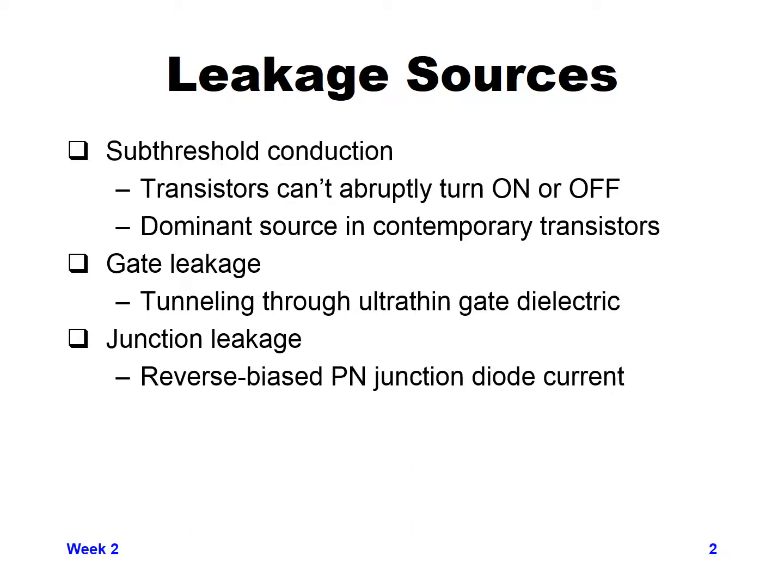And then a third leakage source is junction leakage. Throughout all of our silicon process, we have PN junctions all over the place. We have the PN junctions between source and drain and the bulk or body of a transistor. We also have PN junctions between the well of an N well and the bulk material of the silicon substrate. And so those reverse bias PN junctions all conduct current as well.